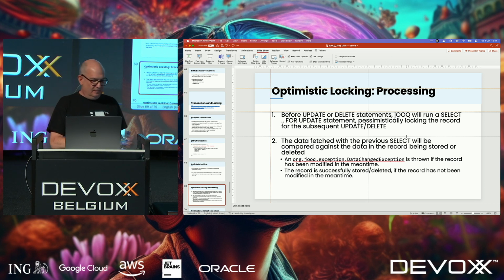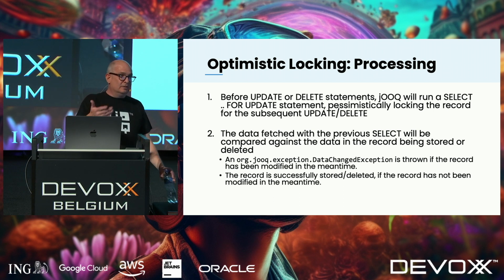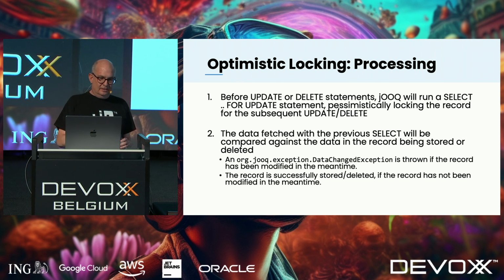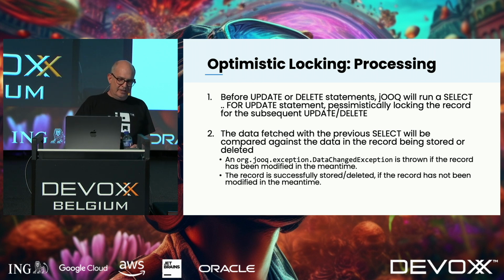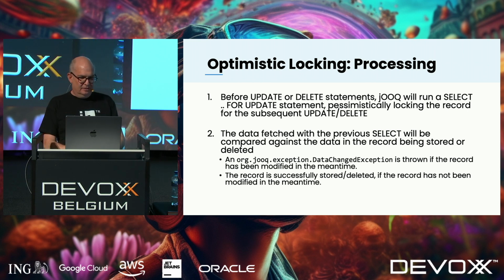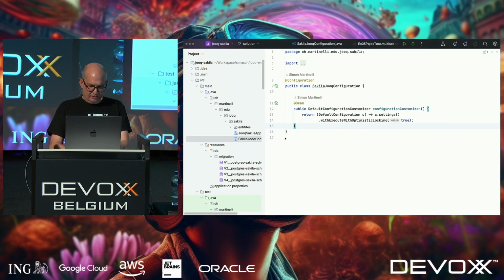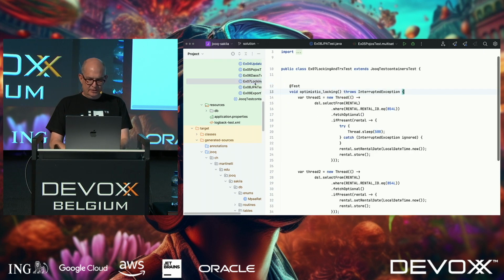First it will execute a select for update, so it will lock the record before it does anything. And then it will do the update statement, and based on this field that I've configured, it will add that to the where condition. And finally, if this doesn't work, it throws a data changed exception. And there is also an example in the code, the optimistic locking exception, it's that one.